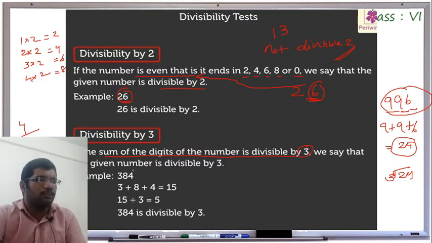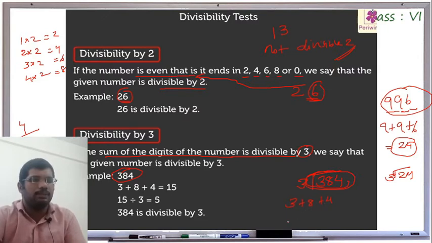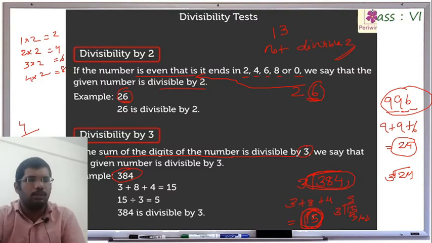And here the case of 384. We have to check whether this is divisible or not. For that, no need of dividing. Simply take 384, add the digits, and the answer will be 15. And check whether 15 is divisible or not. 15 by 3 we know it is divisible. Since 15 is in the multiple of 3 or in the table of 3, this 384 is also divisible by 3.